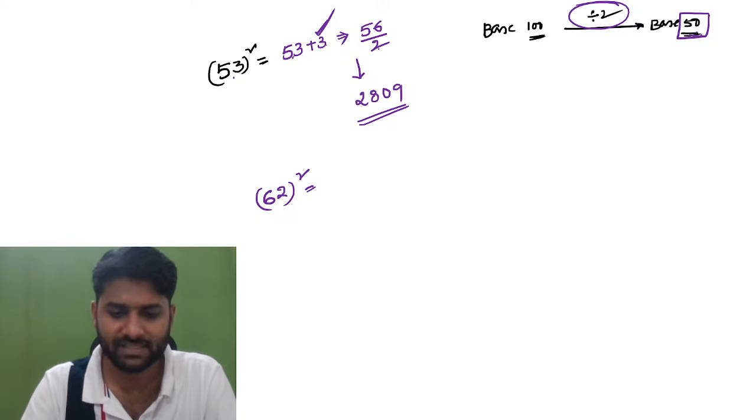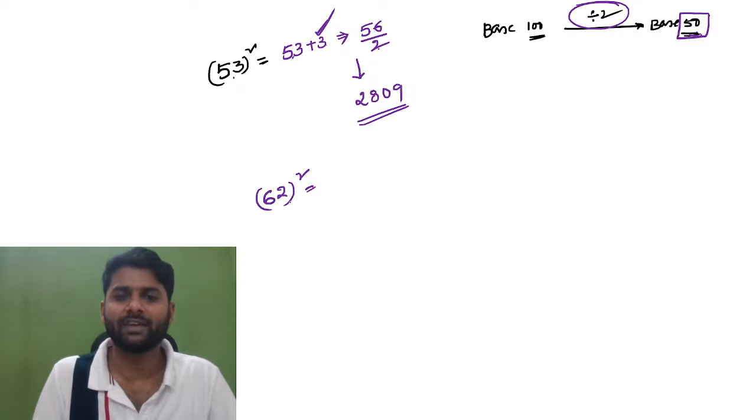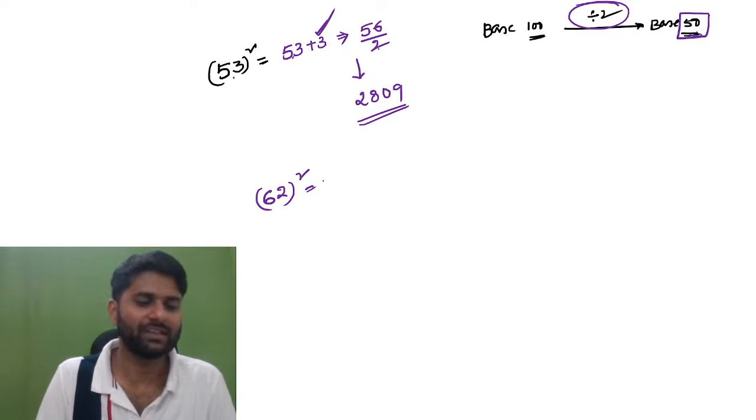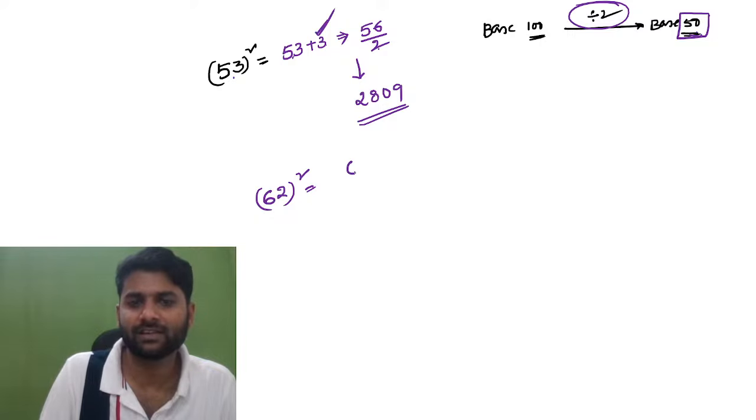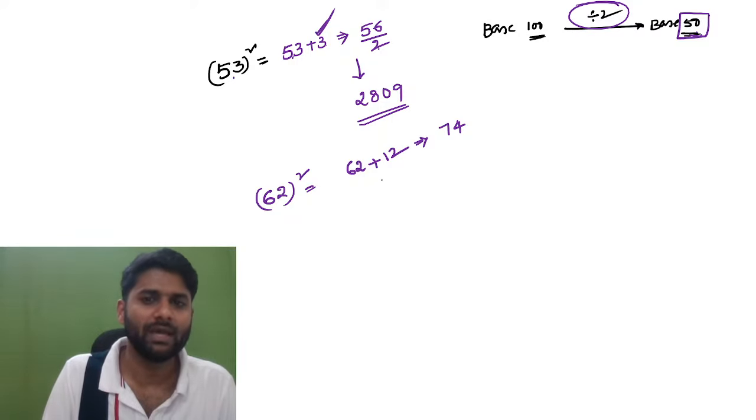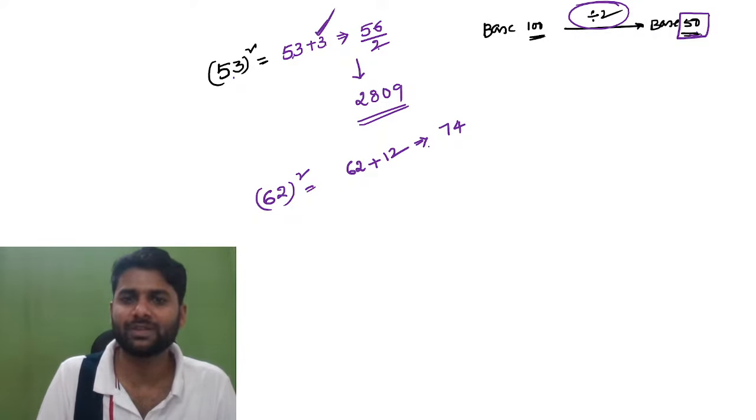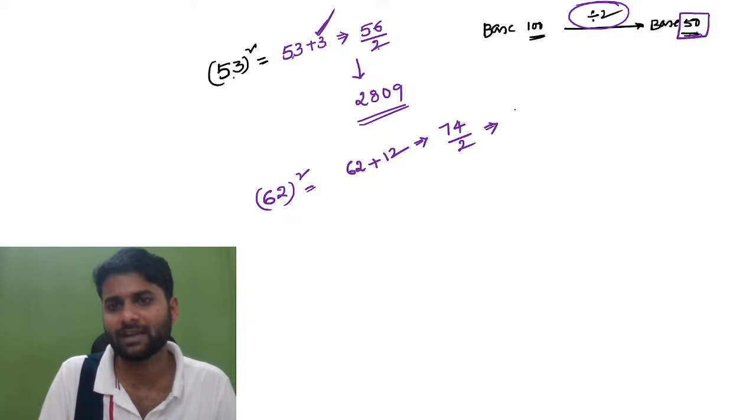Any answers? 62 square value. Now I can see 62 is more than 50 by 12 units, right? Now 62 plus 12 is equal to 74. Those 12 units you have to add to 62. Now you have to divide it by 2. If you divide it by 2, then it becomes 37.